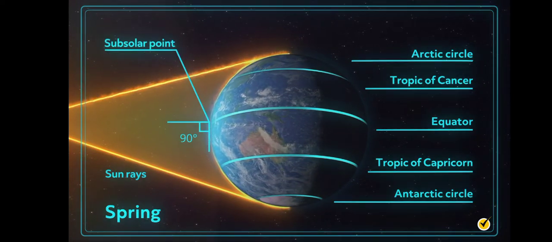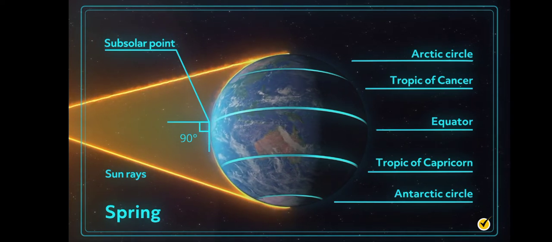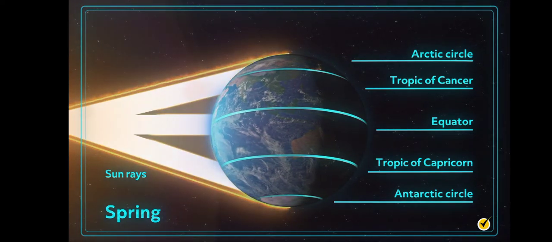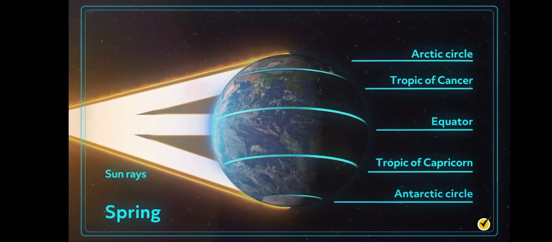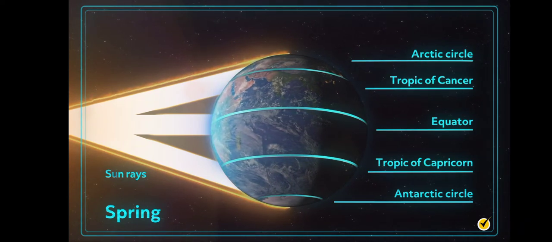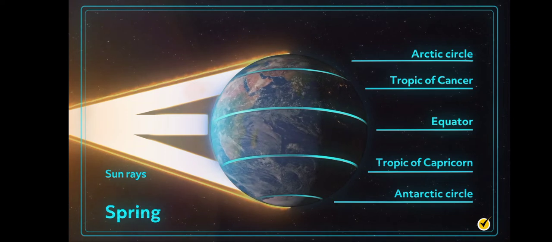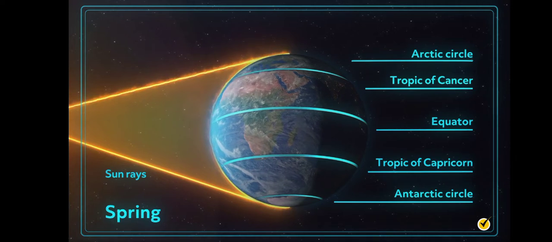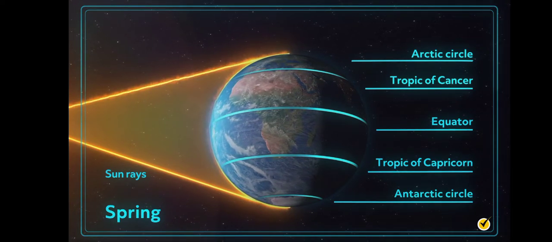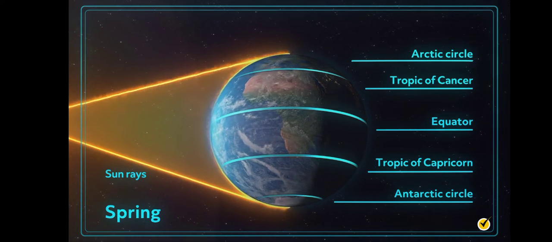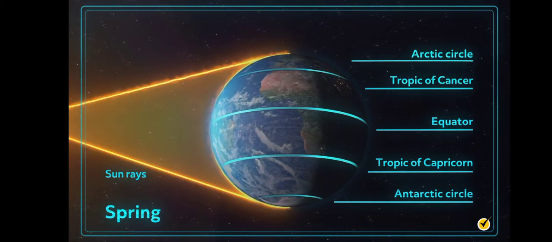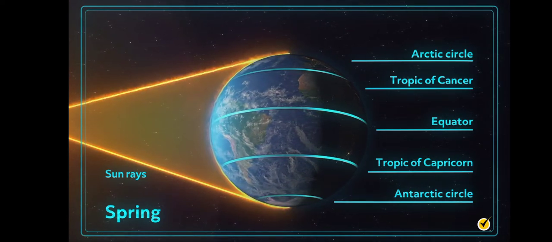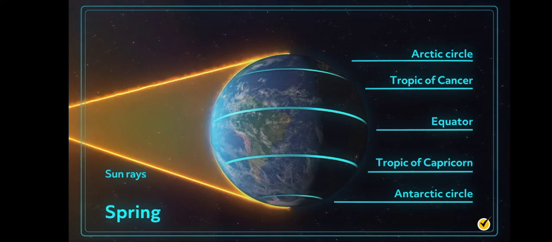When the Sun's rays hit a line of latitude at a perpendicular angle, that is where the most direct sunlight is received. When rays hit at less than a 90-degree angle, the sunlight is spread over a much larger area, so heat is dispersed instead of concentrated. We've learned a lot from this image so far. In the springtime, the Sun's rays hit the equator at a perpendicular angle, meaning it receives the most direct, concentrated sunlight. The Tropic of Cancer and Tropic of Capricorn receive equal amounts of sunlight as each other, as do the Arctic Circle and Antarctic Circle.